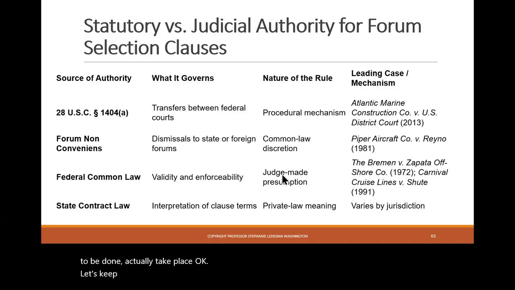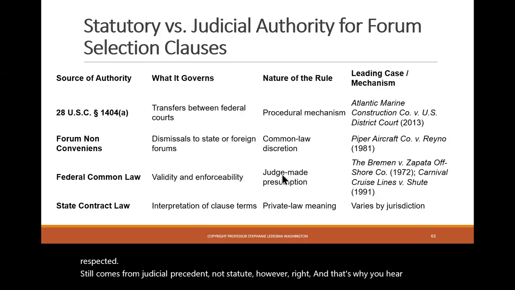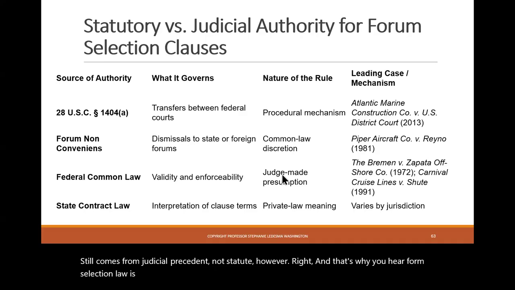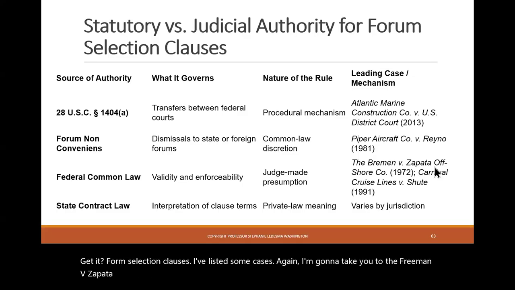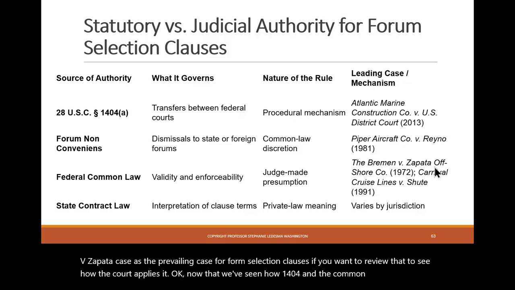Let's keep going with a quick review. The underlying rule that the party's chosen forum should be respected still comes from judicial precedent, not statute, however, right? And that's why you hear forum selection law is statutory in form, judicial in principle, but contractual in its origin. Get it? Forum selection clauses. I've listed some cases. Again, I'm going to take you to the Bremen v. Zapata case as the prevailing case for forum selection clauses, if you want to review that to see how the court applies it.